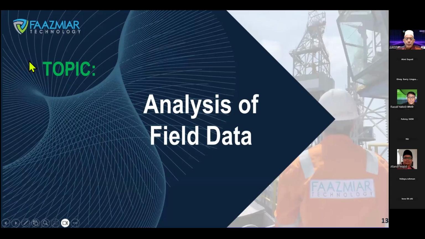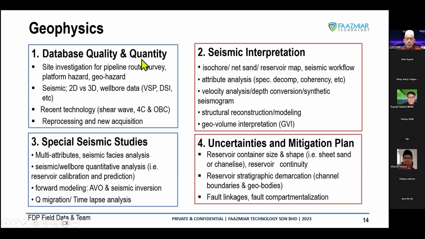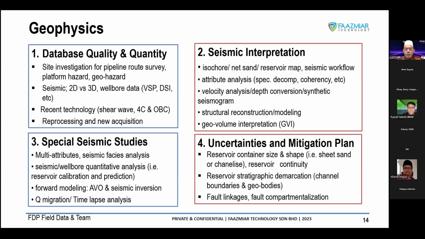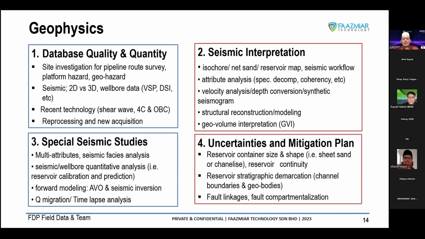Okay. So analysis of field data, this is the beginning. When we have the data available from G&G, then we want to understand what kind of analysis we should do. Database quality is important. For example, when you do a seismic survey, you must understand the seismic survey company should have the experience and the latest technology for doing the seismic. Of course, the higher the quality, the more expensive it is. So this is a challenge.